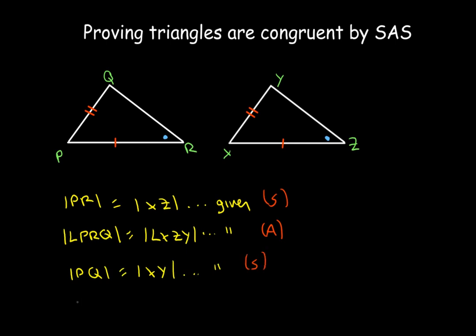So therefore you can conclude, therefore the triangle PQR is congruent to triangle XYZ by side angle side, or SAS.